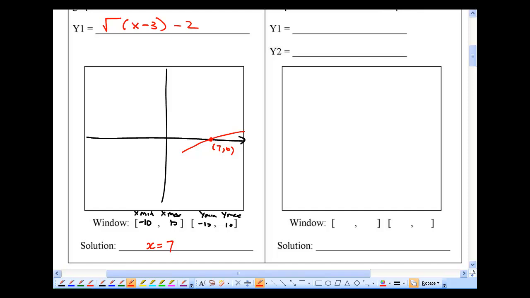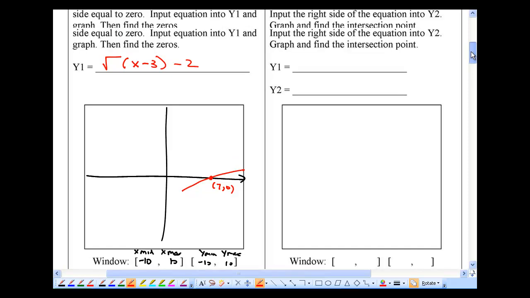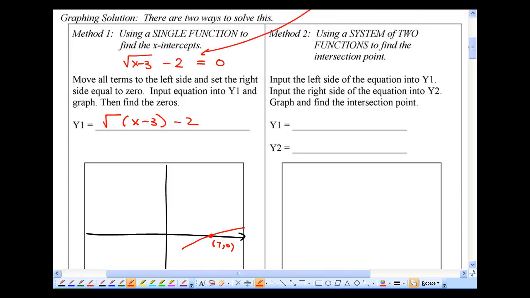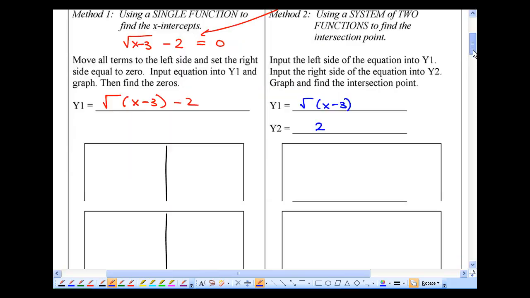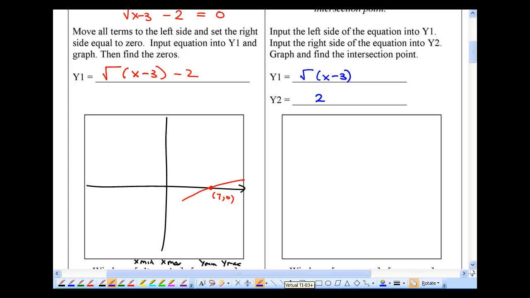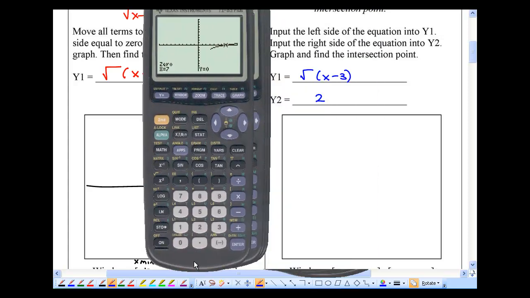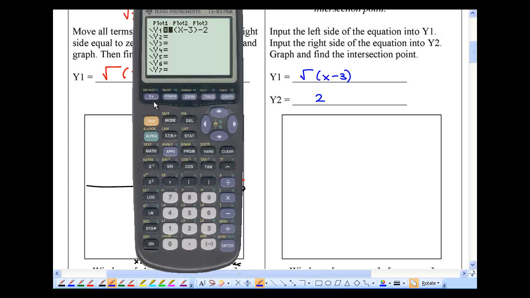It's 7. Now, if you didn't like that, because you're thinking the roots are really confusing, then let me show you method number 2. Method number 2 says, just separate them as two separate functions. The left side becomes your square root of x minus 3, and the right side just becomes 2. I'm going to ask you to now put this into your graphing calculator, and you should follow along. By putting it into your graphing calculator, let's see how the actual graphs change.